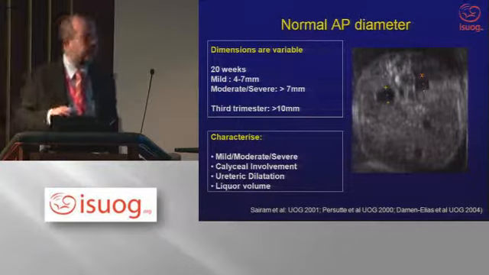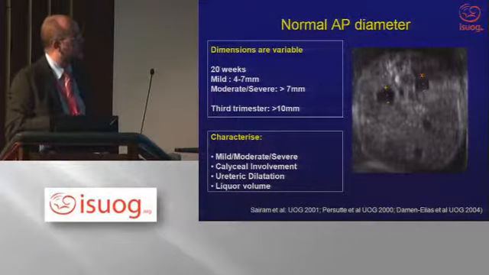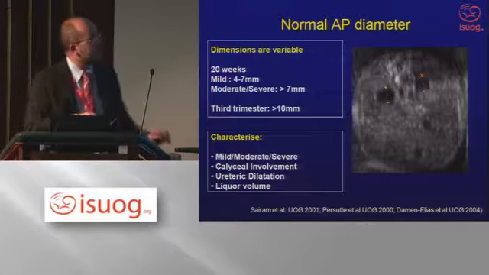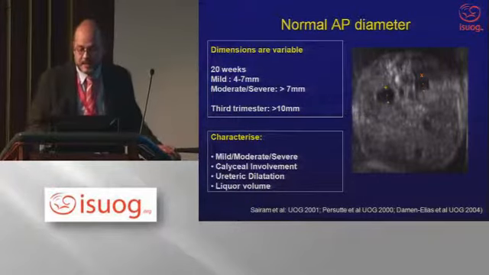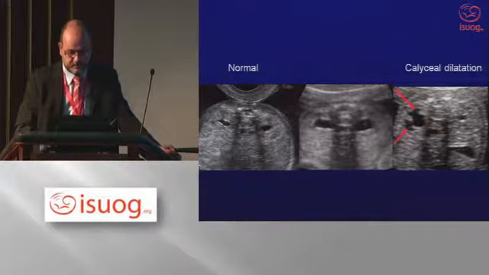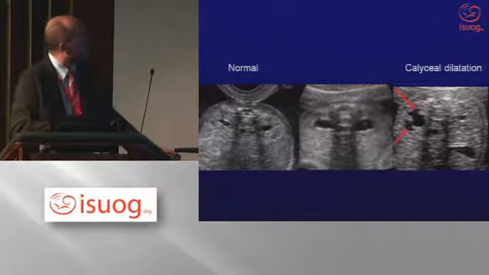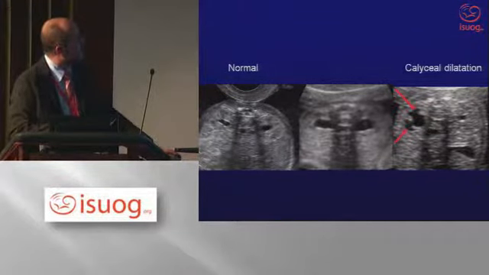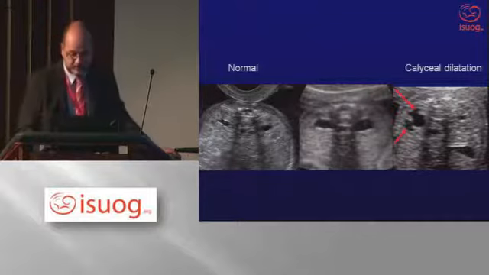You can also, if there is calyceal dilatation, make more detailed comments about the kidney itself, whether there is echogenicity in the kidney or not. So here you have a normal renal pelvises, mild dilatation there, and mild dilatation with calyceal involvement.